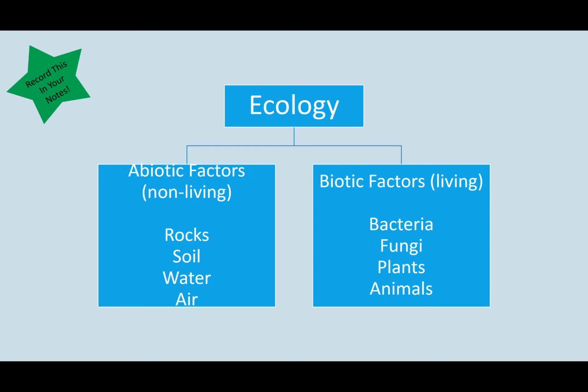Ecology can be broken down into two different categories: abiotic factors, which means non-living, such as rocks, soil, water, air, and biotic, which means living things, such as bacteria, fungi, plants, animals, insects. Again, remember bio means living, so biotic is the living factor, and abiotic is the opposite, so non-living. Those are the two factors that go into ecology.